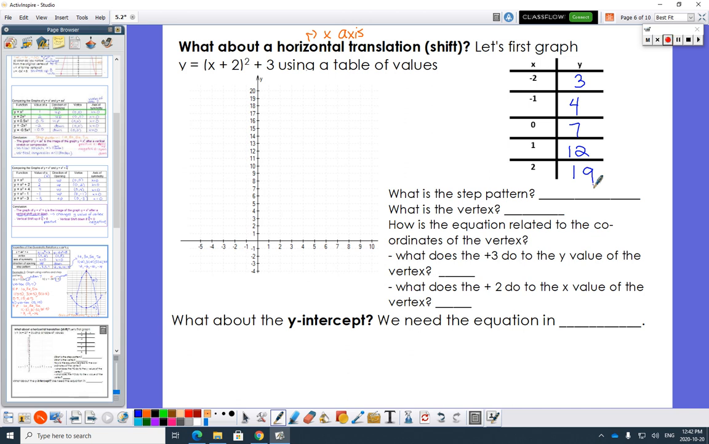So it's hard to see the grids, but when you graph it, it only goes up by ones, okay? So you can see this one's a little bit bigger because we want to get 2 and 19.